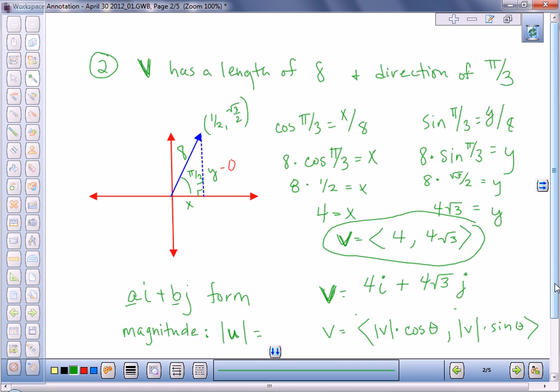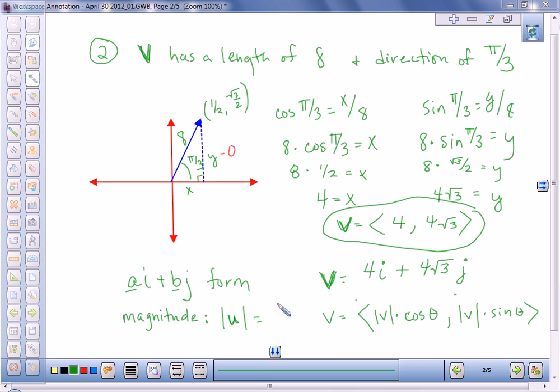Now, when we think of magnitude, we can use the absolute value bars to denote magnitude. So if we're talking about the magnitude of vector u, it would look like this. If we were talking about the magnitude of vector v, it would look like this. That's the magnitude. So if we look at the component form, did you notice each time to get our x value, it was the magnitude times the cosine of that angle?